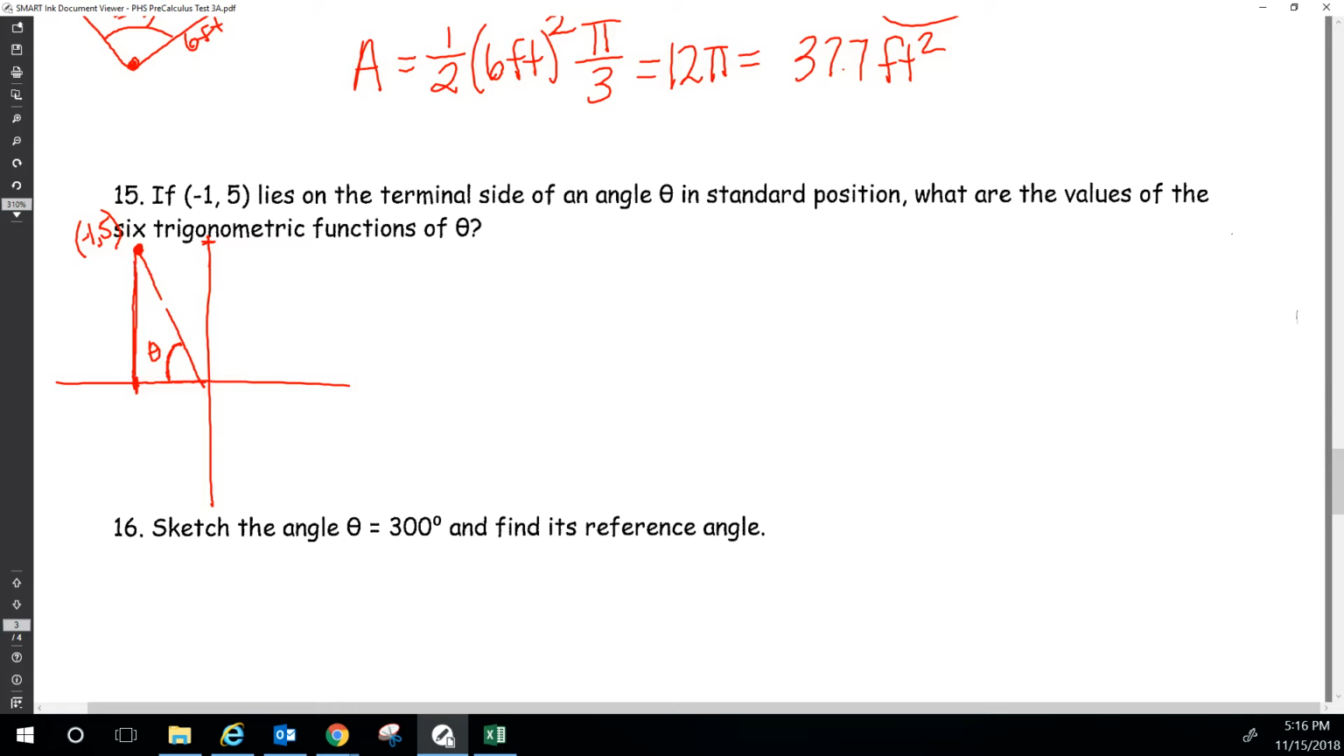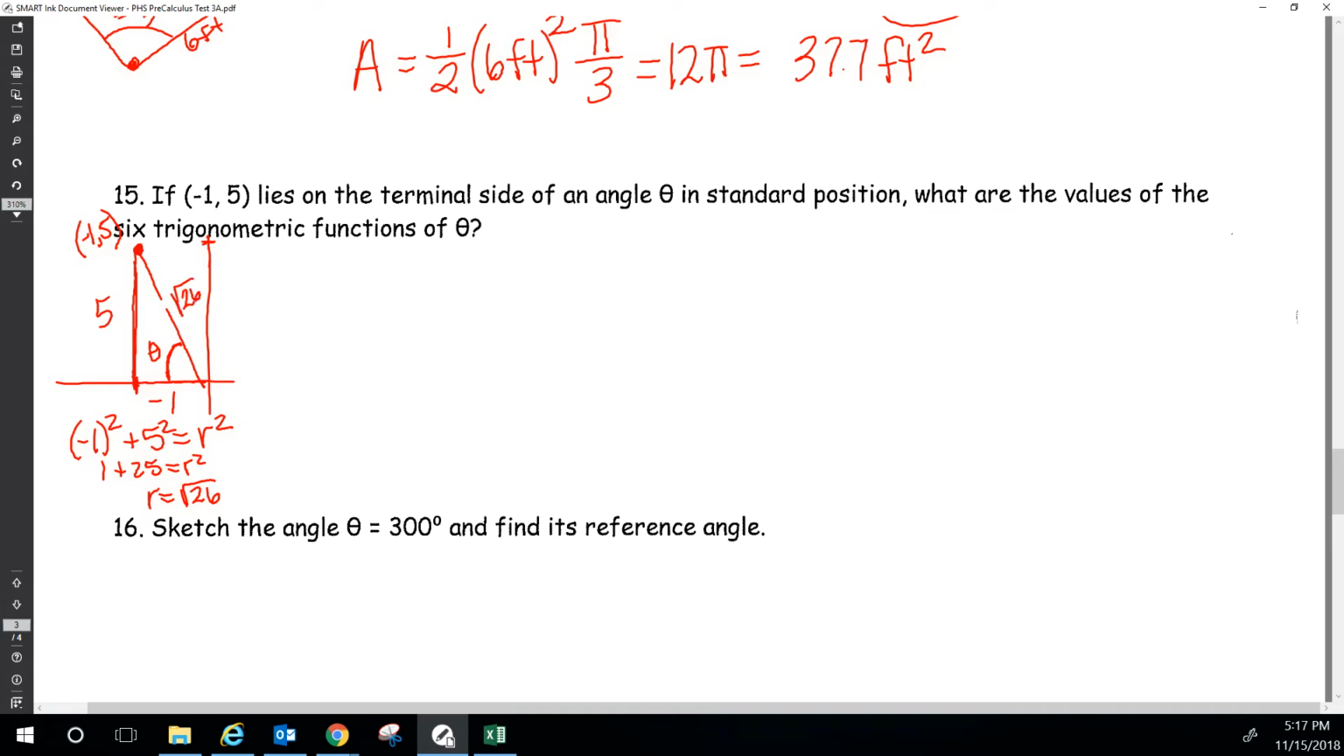If this point is negative 1, 5, I know the distance on the x-axis is negative 1. The distance on my y-axis is 5. Obviously, this is not drawn to scale, but we get the idea. If we wanted to find the radius for this one, how would we find the radius? Hopefully you said use the Pythagorean theorem. So negative 1 squared plus 5 squared is equal to my radius squared. That's 1 plus 25. So r is equal to the square root of 26. So is this point on my unit circle? It is not, because my radius is not 1.